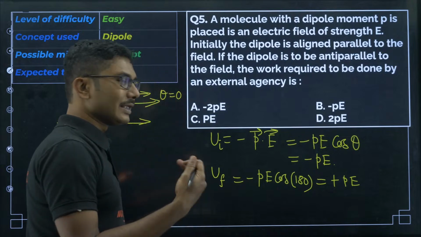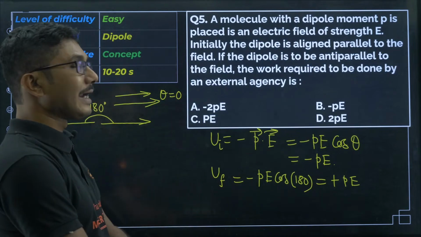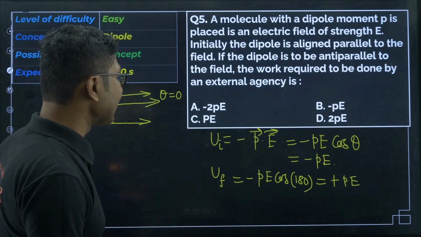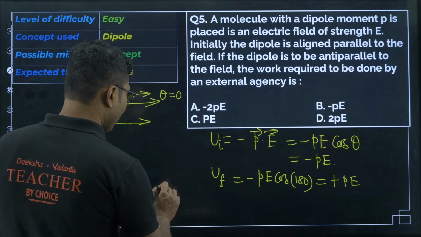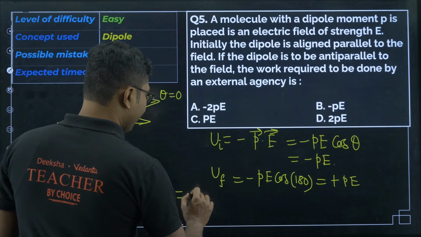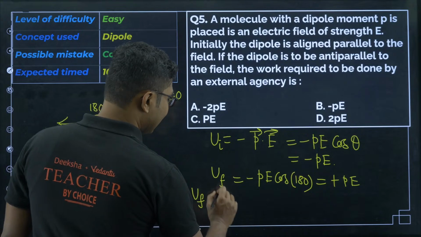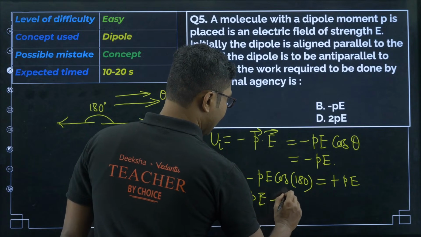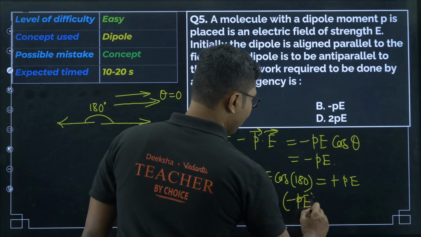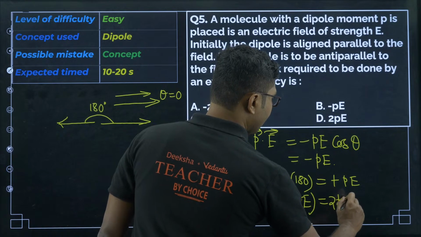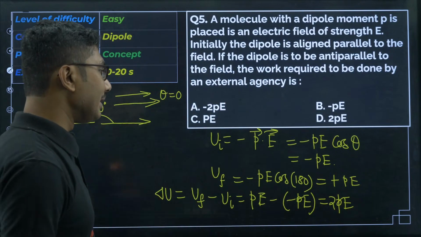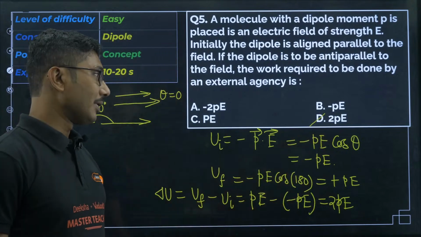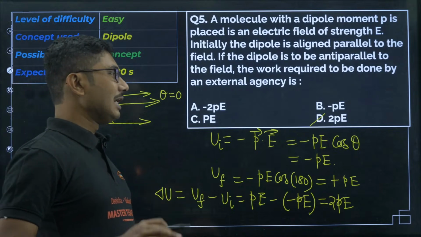Now many students make the mistake of adding them and finding the answer as 0, but that is not the case. 0 is not even given as an option. The change in potential energy is basically final minus initial, that you have to be clear about. So it will be PE minus (minus PE), which equals 2PE. The work done required is plus 2PE, not minus PE, not PE, it is plus 2PE.